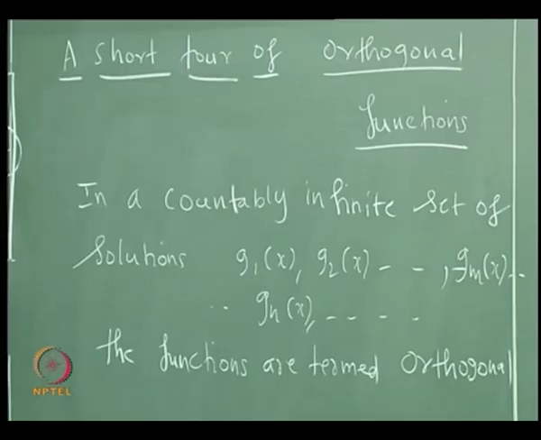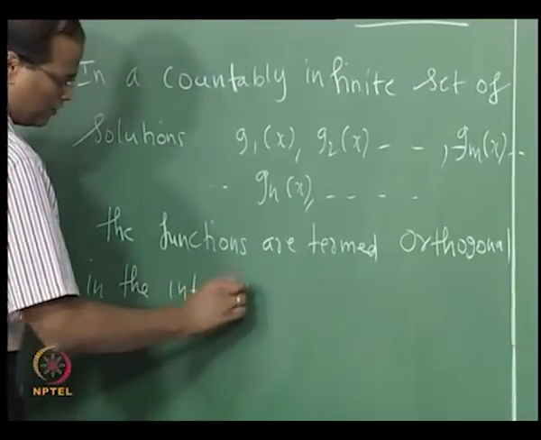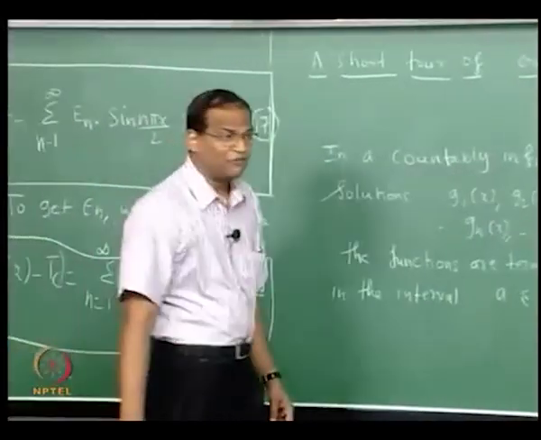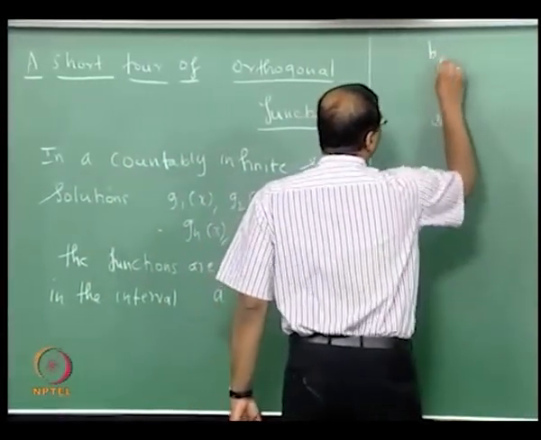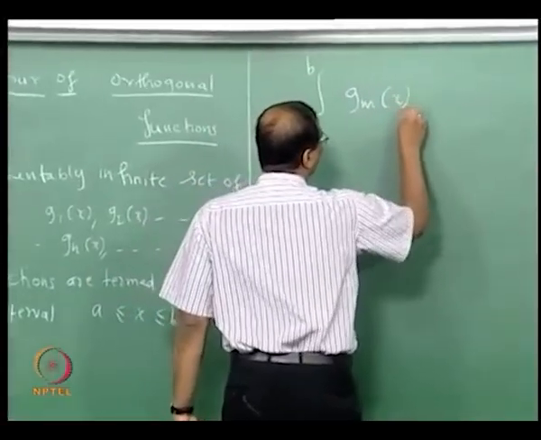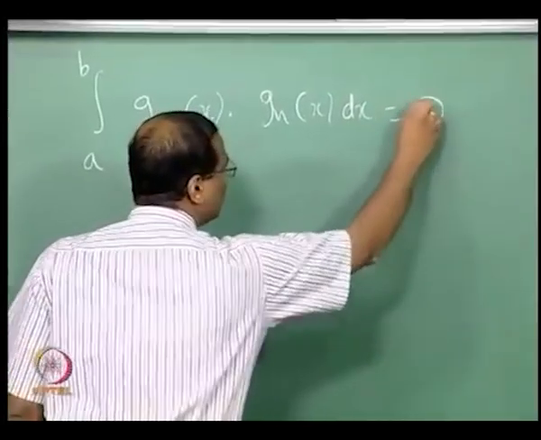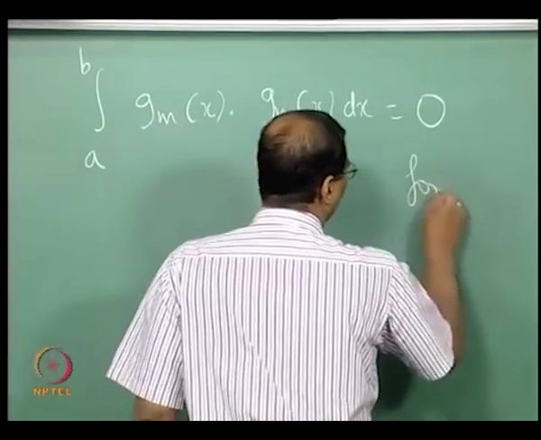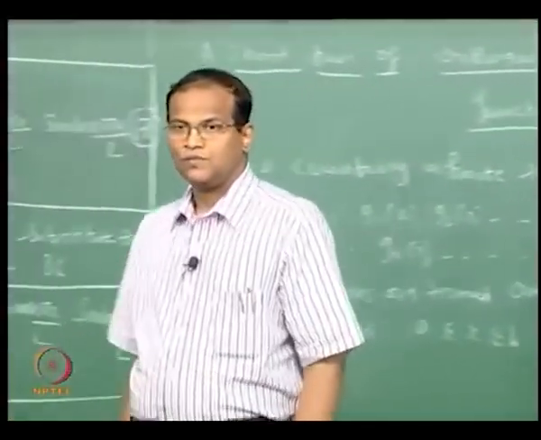In the interval a less than or equal to x less than or equal to b, if the integral from a to b of gm of x into gn of x is equal to 0 for m not equal to n, we say it is orthogonal, no?